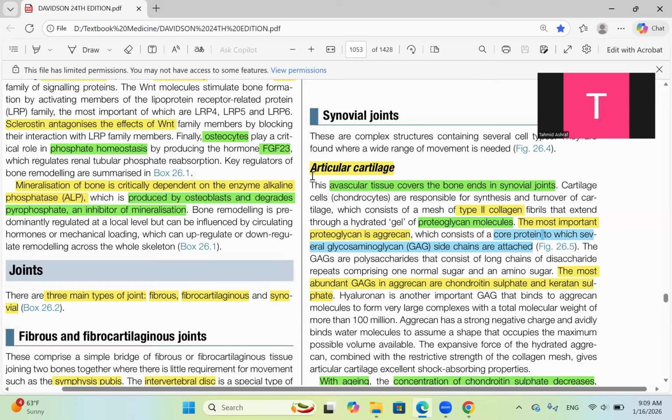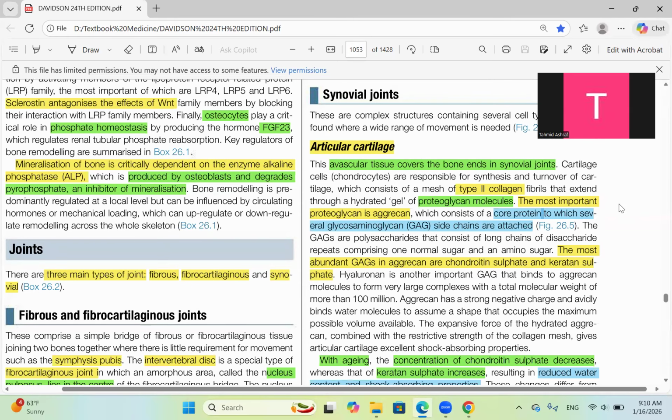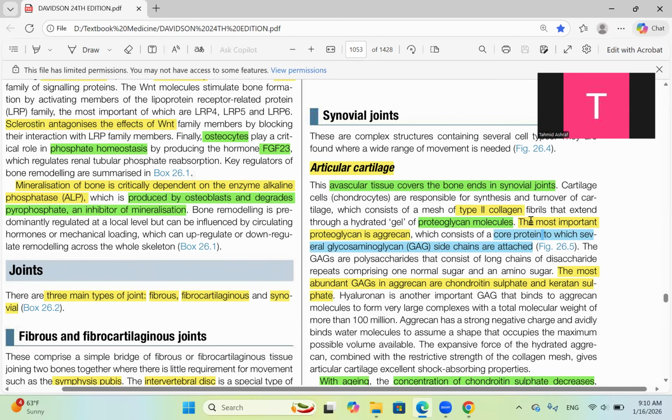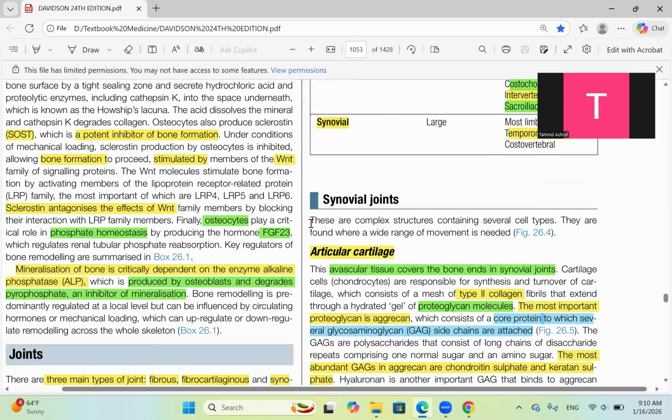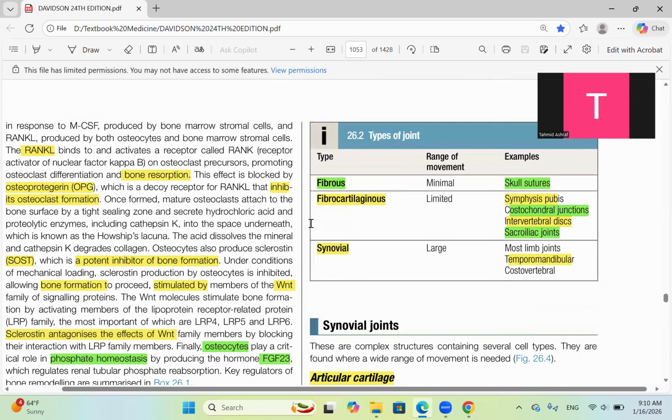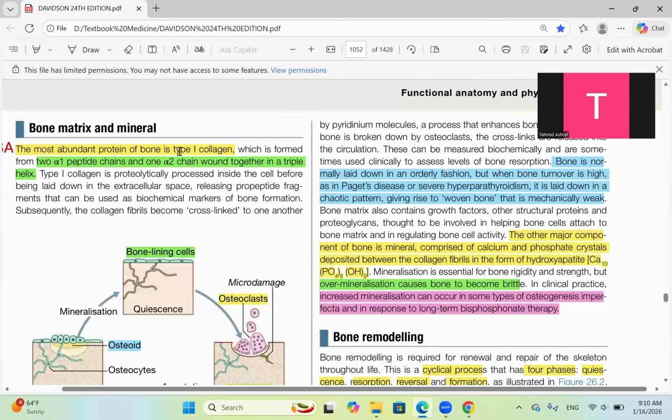What you have to remember about one feature of articular cartilage is that it is avascular tissue. It has no separate blood vessels for its blood supply. Next, articular cartilage is composed of type 2 collagen. You have to remember, when we studied bones, we saw that bones are composed mainly of type 1 collagen. The most abundant protein of bone is type 1 collagen.